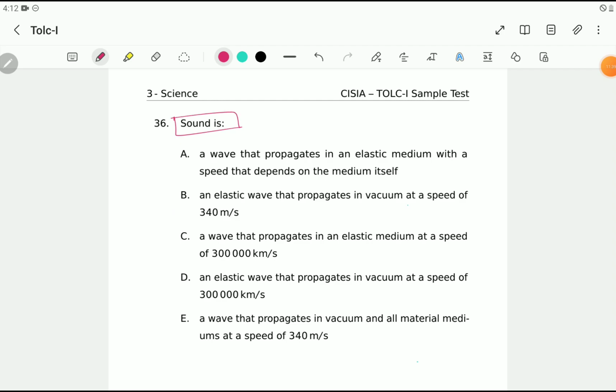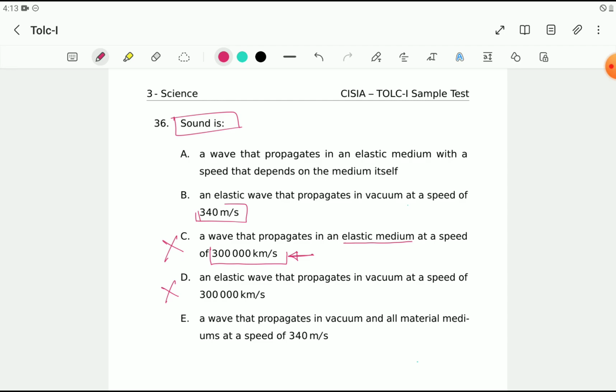Sound is, so in this problem we have to find out the definition of sound. If you know the basics, then this is not a difficult question, so we can just opt out the wrong answers. For example, if we take a look here, this cannot be a speed of sound, it is too much, you know, the wave that propagates in an elastic medium at a speed of, so sound speed is, we know, like 340 meter per second, so we can just opt out this, or in a similar way we can opt out this one. The rest of three options could be the answer.